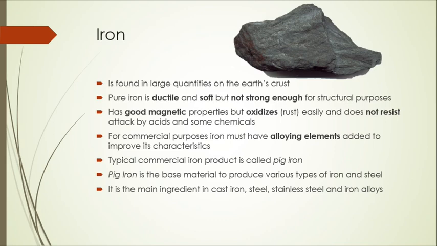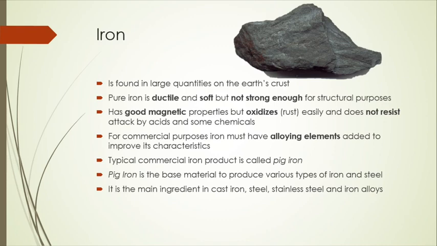Typical commercial iron product is called pig iron. Pig iron is the base material to produce various types of iron and steel. So it is the base material before it is mixed with other alloying elements to produce a strong steel. It is the main ingredient in cast iron, steel, stainless steel, and iron alloys.